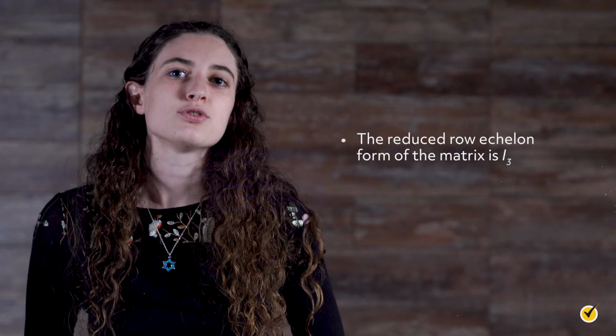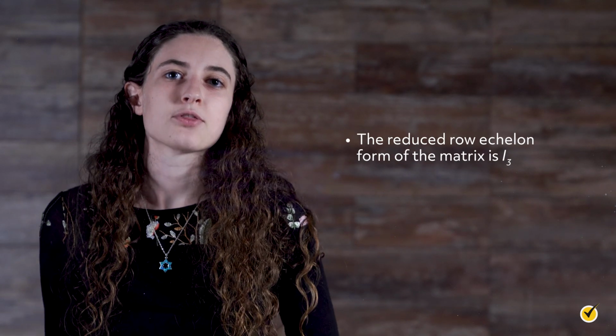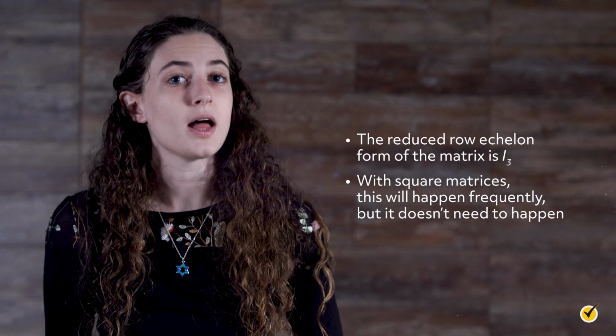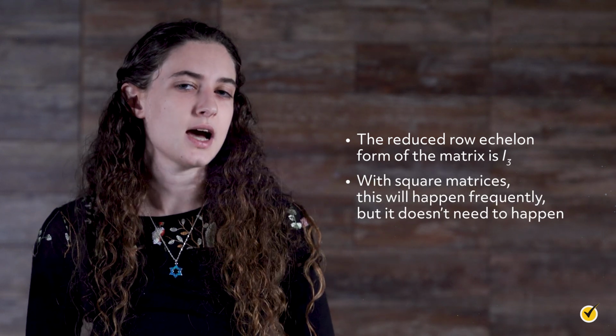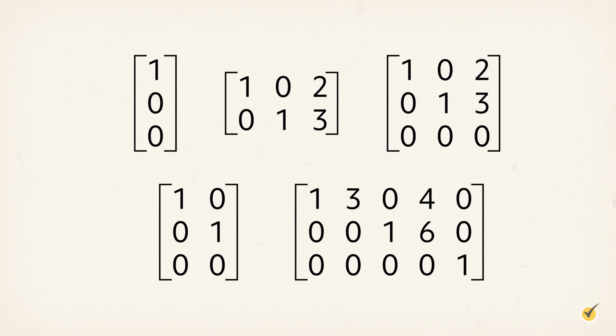In this case, the reduced row echelon form of the matrix is I3. With square matrices, this will happen frequently, but it doesn't need to happen. These matrices are in reduced row echelon form as well. Some matrices have inverse matrices, denoted by the superscript -1.